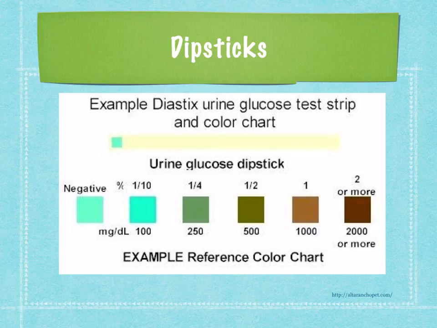The dipstick not only changes color, but also gives a quantitative measurement of the level of glucose. So the more glucose that is present, the darker the color will be. The color can then be quantified using a standard color chart.